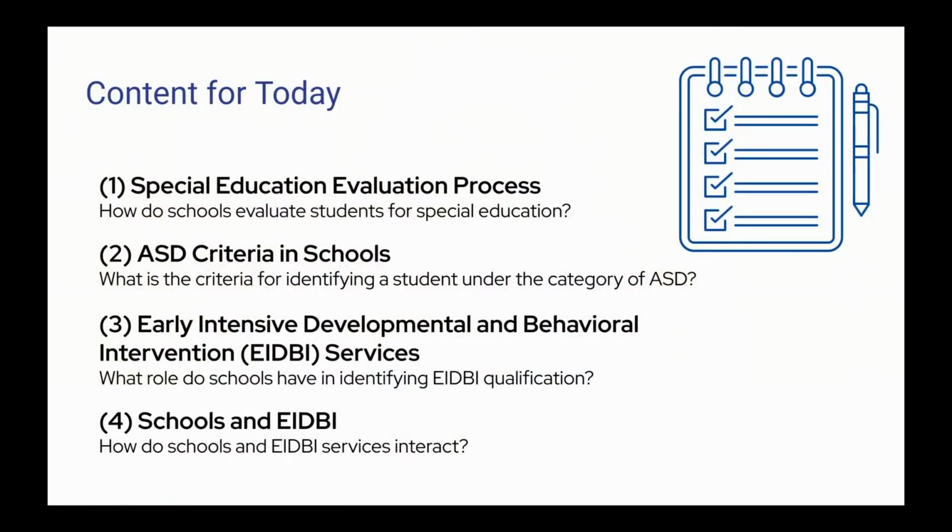So the content for today is to talk through 4 main points of the special education evaluation process overall. Could you pull it closer? Thank you. Yes, I will move this closer. Autism criteria, so ASD, autism spectrum disorder criteria in schools, looking at early intensive developmental and behavioral intervention, or EIDBI, services, and then how schools and EIDBI providers work together.